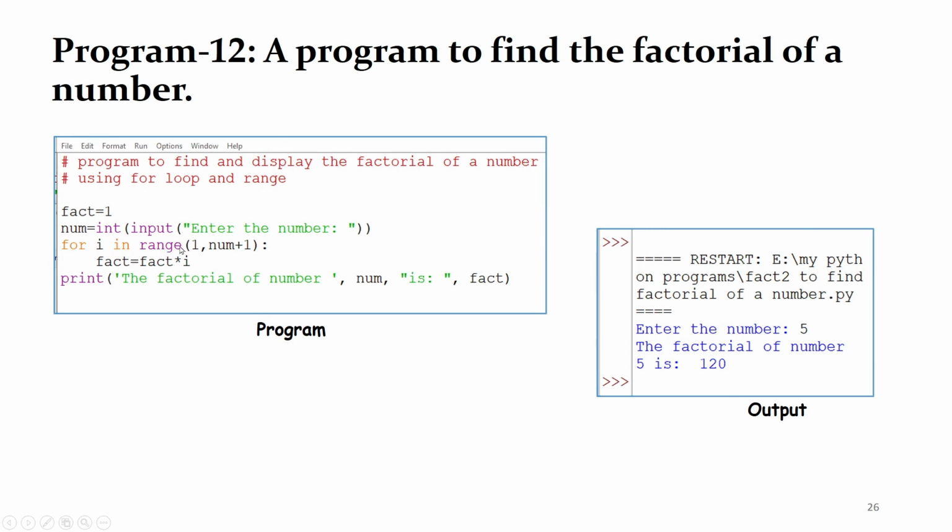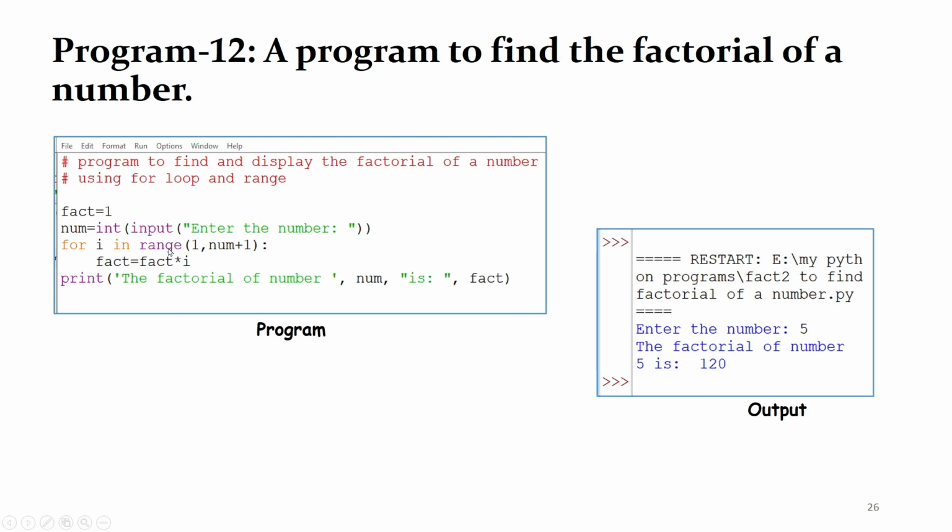Likewise, again using the range function, here I am calculating the factorial of a particular number. Program to find and display the factorial of a number using for loop and range. I have given the factorial a variable name, fact, and I have initialized it to 1. Now I am accepting a number from the user of which I need the factorial.